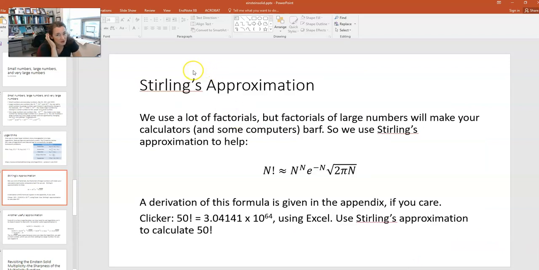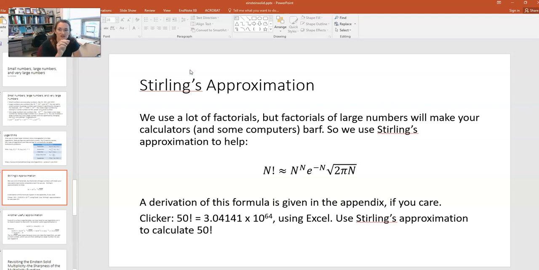So one new thing that we're going to be using in thermodynamics that you might not have seen before is Stirling's approximation. And that's because, as you might have noticed, in our discussions of Einstein's solids and the coin flip one, the formulas for the multiplicities contain factorials. So we use a lot of factorials.